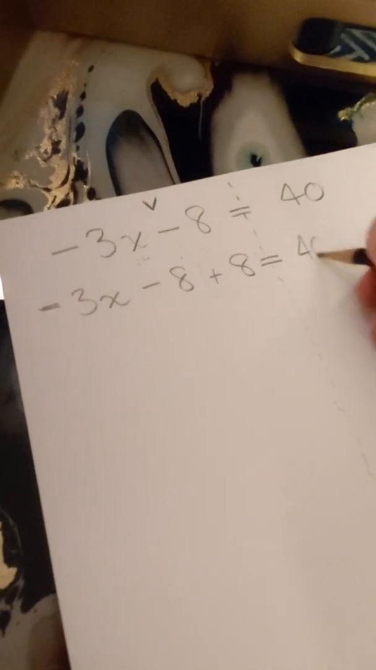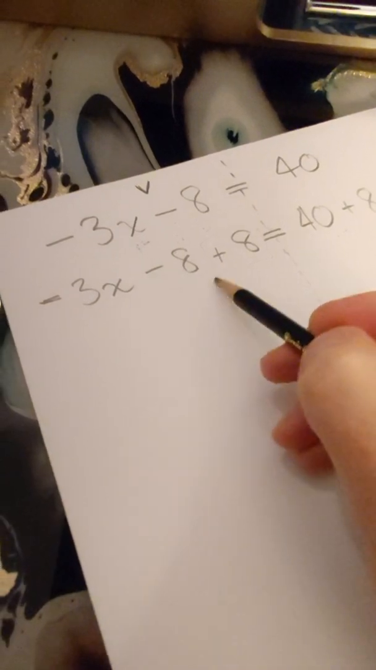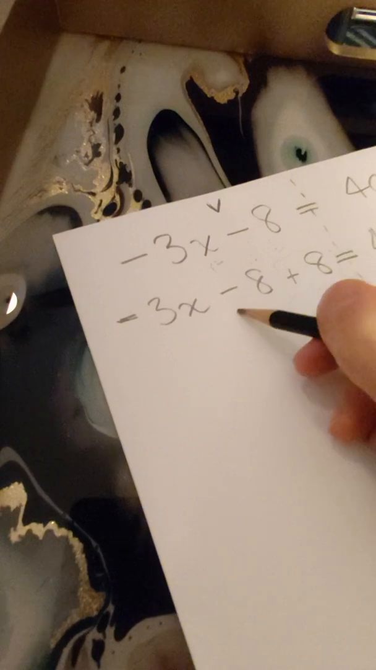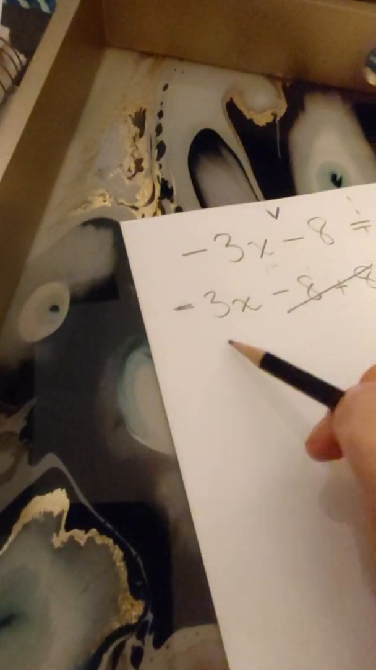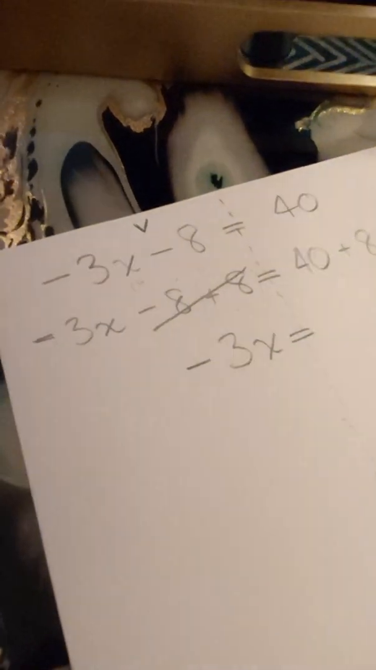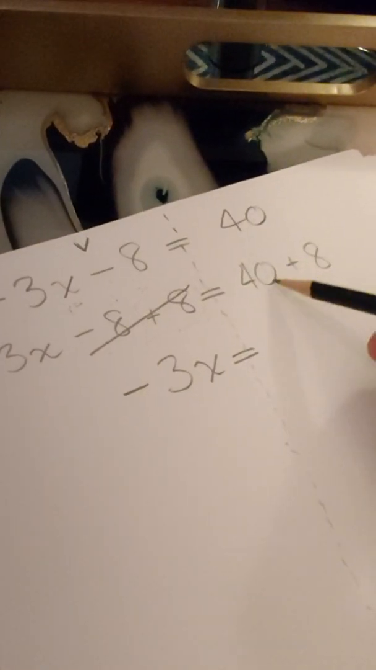equals, okay, because now I've added 8 to this side of the equation, I have to do the same thing on this side. So I'm going to go 40 plus 8. All right, so now negative 8 plus 8, those are opposite integers, right? They cancel each other out, they become 0. Negative 8 plus 8 is 0. So I'm left with negative 3x on this side of the equation. And now, when I go to the other side, I just complete the addition. 40 plus 8 is 48.